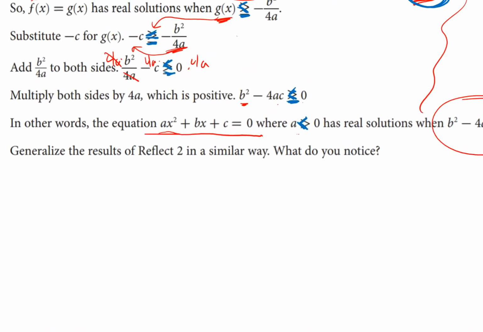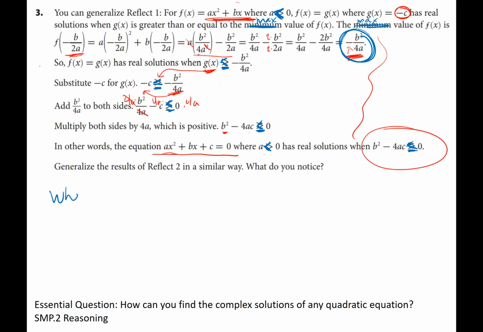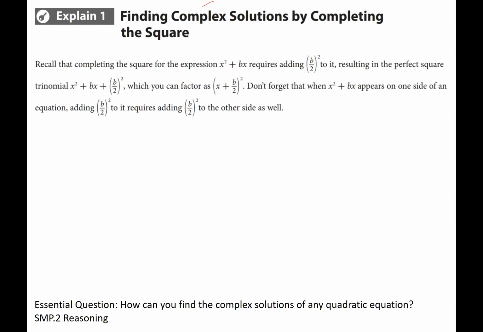So, sorry, it got really big. Whether a is greater than 0 or a is less than 0, b squared minus 4ac greater than or equal to 0 tells when ax squared plus bx plus c equals 0 has real solutions.